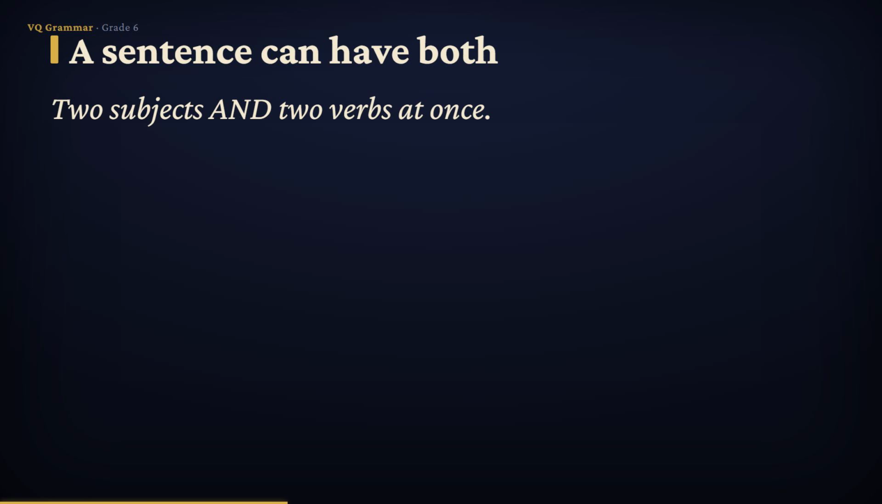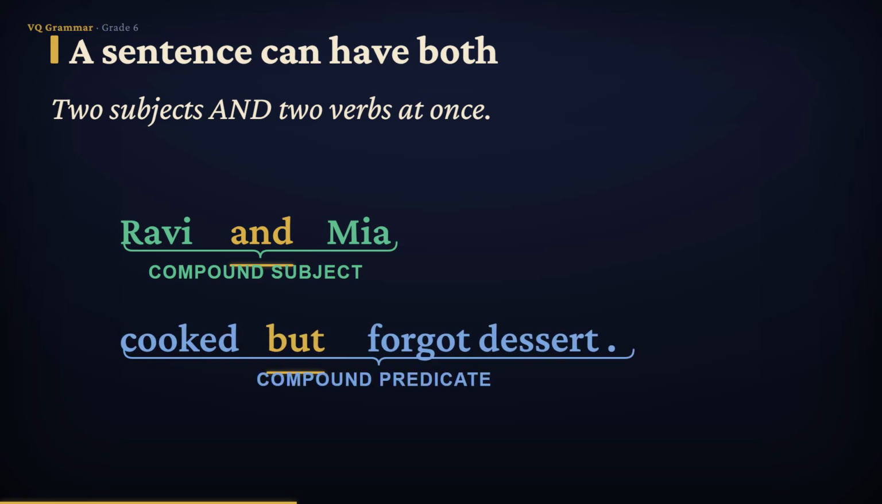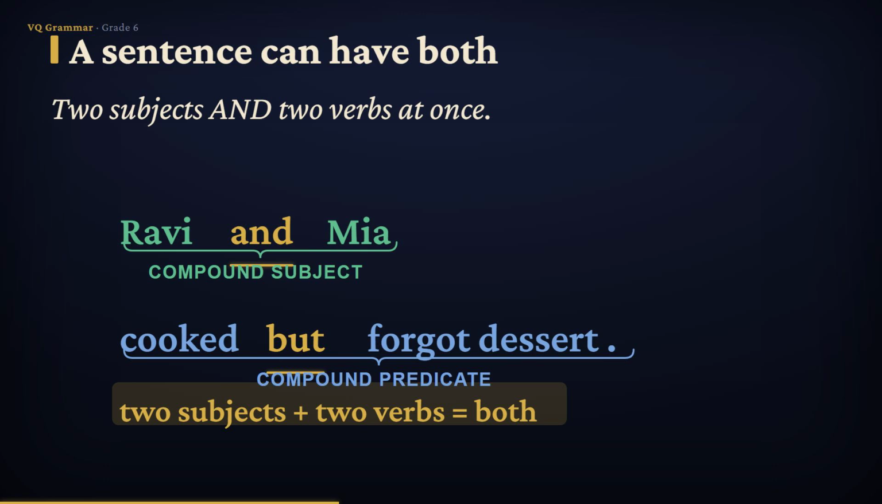Here's a neat twist. A sentence can have both at the same time. Ravi and Mia cooked but forgot dessert. Look at the front. Ravi and Mia. That's two subjects, so a compound subject. Now look at what they did. Cooked but forgot. That's two verbs, so a compound predicate. Two subjects and two verbs living in the very same sentence. When that happens, the answer is simply both.